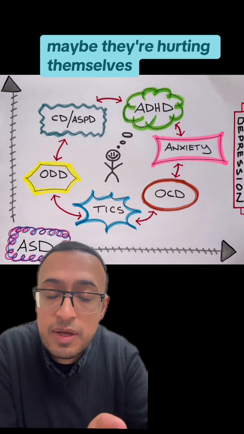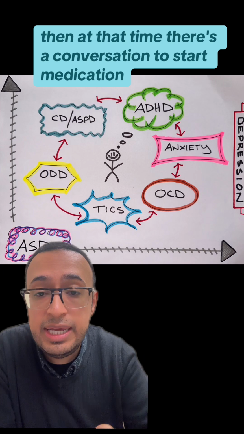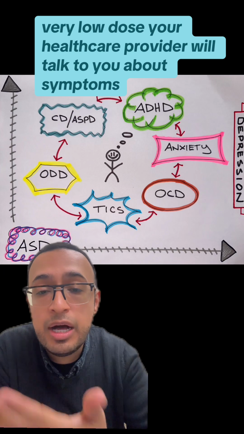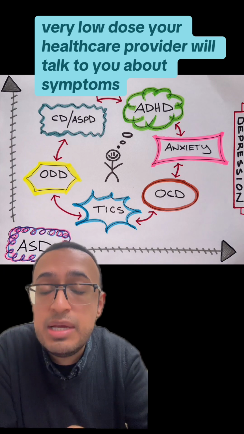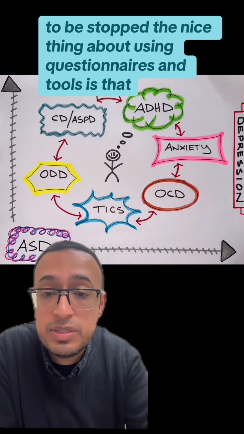However, if symptoms are very pervasive and let's say a child is a flight risk, maybe they're running away, maybe they're hurting themselves, maybe they're hurting other people, then at that time there's a conversation to start medication. And medication is usually started at a very, very low dose, and your healthcare provider will talk to you about symptoms, side effects, and when a medication needs to be reassessed or stopped.